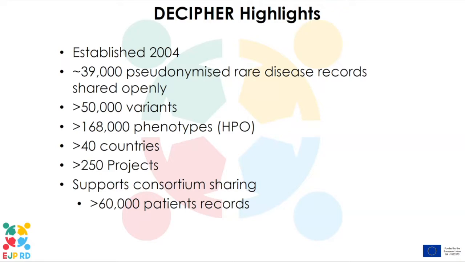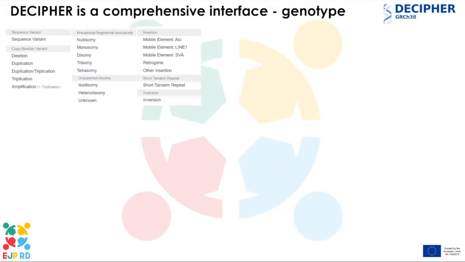As well as open sharing, Decipher supports consortium sharing. So this is sharing between trusted partners, and we currently share more than 60,000 patient records in this way.